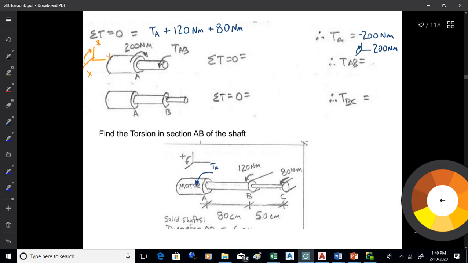So I'm summing up the torsion, setting it equal to 0. I'm finding the torsion at A. It's 200. Then I'll start working my way out from there.